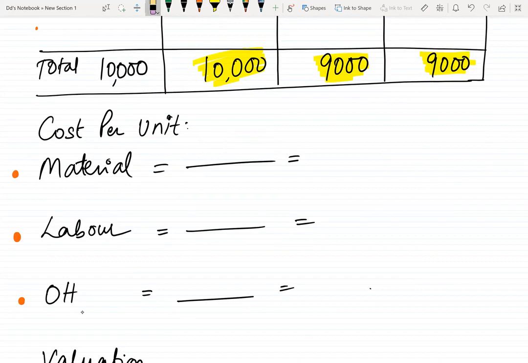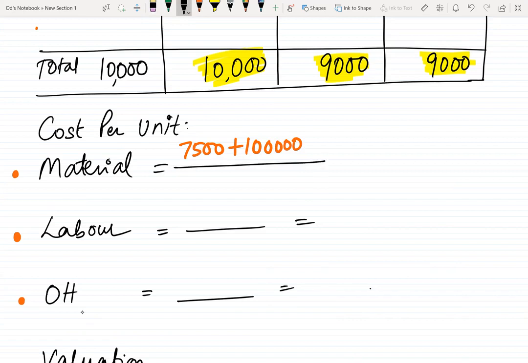Sir, what do you mean by last year plus current year? Go to the question. In that, opening WIP material has 7,500 rupees, correct? Take that also, 7,500 plus how much is material incurred in the current year? 1 lakh rupees. Take that also, right? Sir, that means in the average cost method we don't bifurcate anything into previous period and current period, we add everything, is that correct? Perfect. In the FIFO method we break it, how much was from the previous period, how much is from the current period, and we took everything only from the current period.